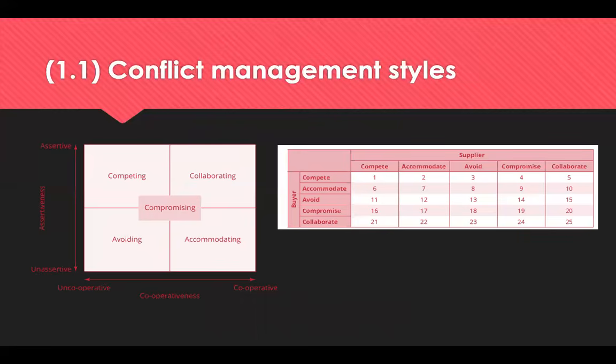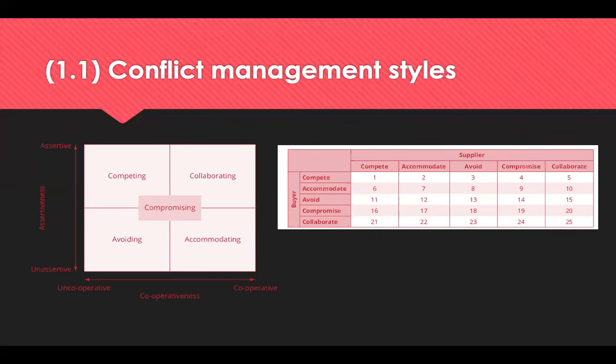Now you may need to pause this so you can have a look at what those words are at the side of the first diagram. But this is the Thomas Kilmann conflict model instrument. It outlines the positions available when entering into a negotiation, and it looks at two dimensions.